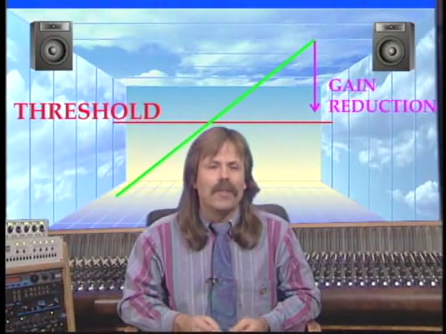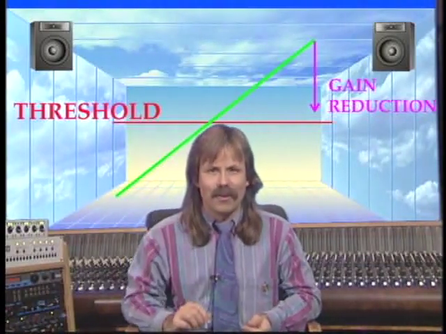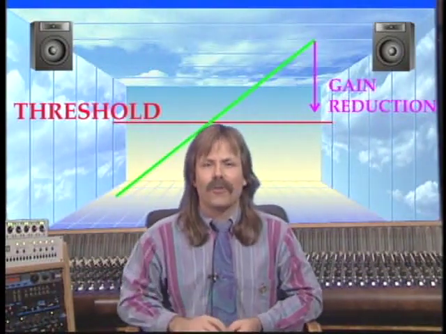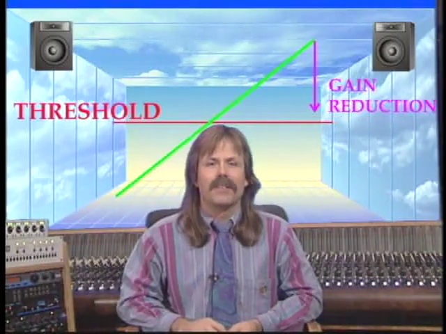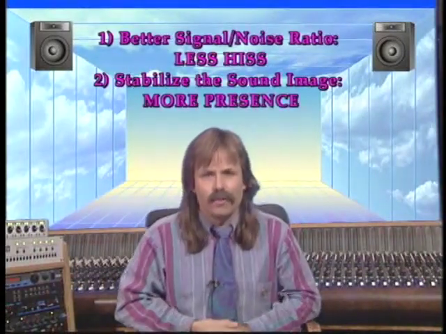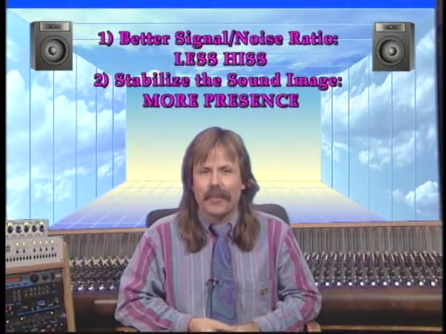Compressor limiters are volume functions. Their main purpose is to turn the volume down. Compressor limiters turn the volume down when the volume goes above a certain threshold. When the volume is below a certain threshold, the compressor limiter does nothing, unless broken or cheap. The two main functions of a compressor limiter are: one, to get less noise on tape, a better signal-to-noise ratio. This is accomplished by compressing the signal on the way to the multitrack. And two, to stabilize the sound between the speakers.